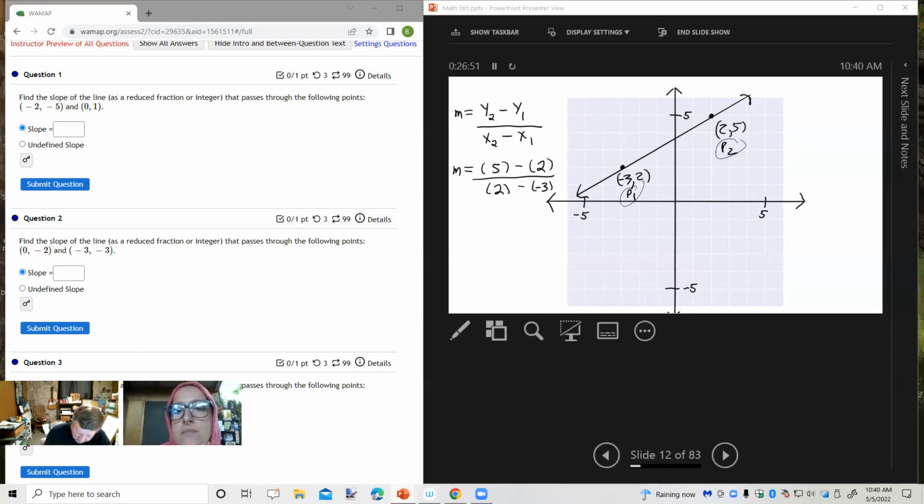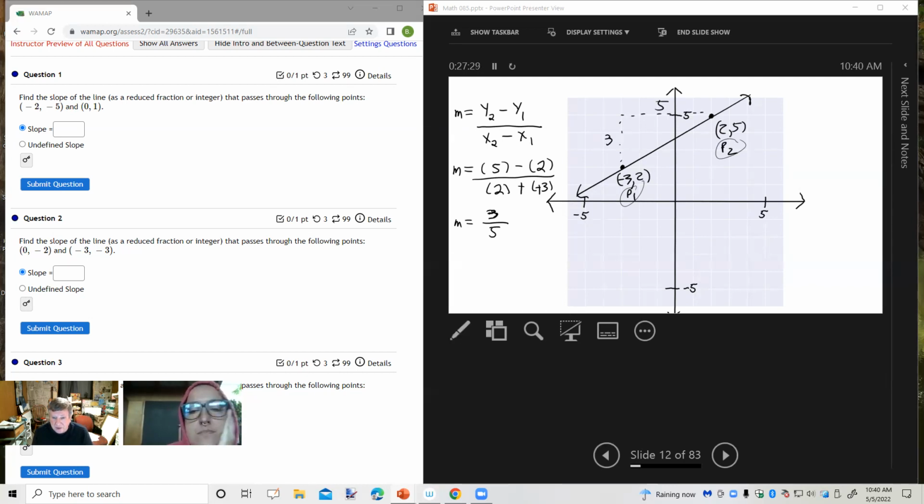So now let's simplify. 5 minus 2 is 3. 2 minus a -3 would become 2 plus a +3, which is 5. So the slope of this line is 3/5. Now let's look at the actual graph and count squares and see what's going on. It's going up, so it's positive. It goes up 3 as it goes over 5, so the slope is 3/5.